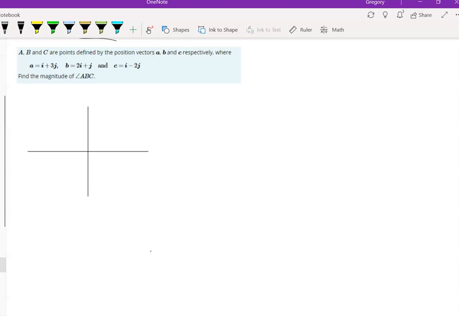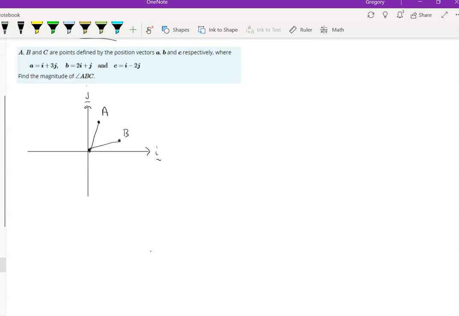So the first thing we need to do, I think, is draw it. So we'll draw in a set of axes, and as reasonably accurately as I can, let's mark these vectors on. So i plus 3j is going to be something like that. So that'll be my A vector. So that will be point A. B is 2i plus j. So 2i plus j will be something like that. So there's B. Okay, and I'll draw that vector back to the origin there like that.